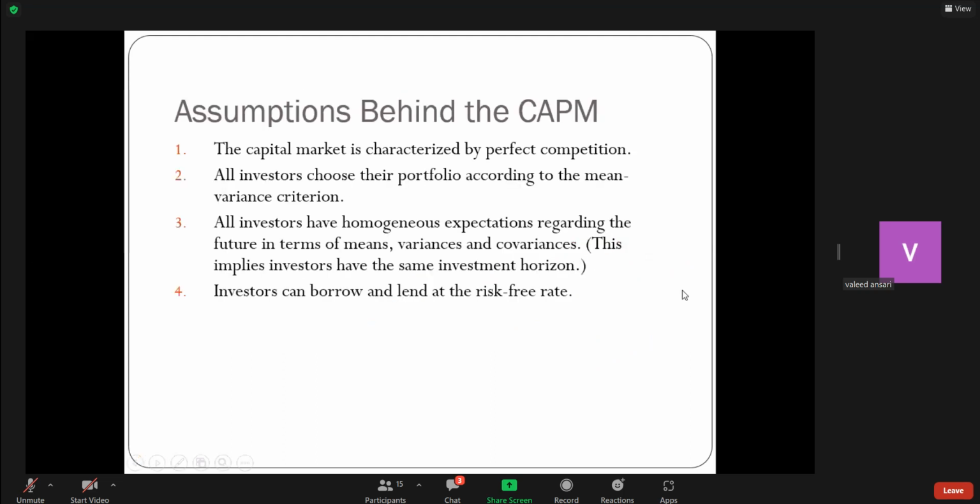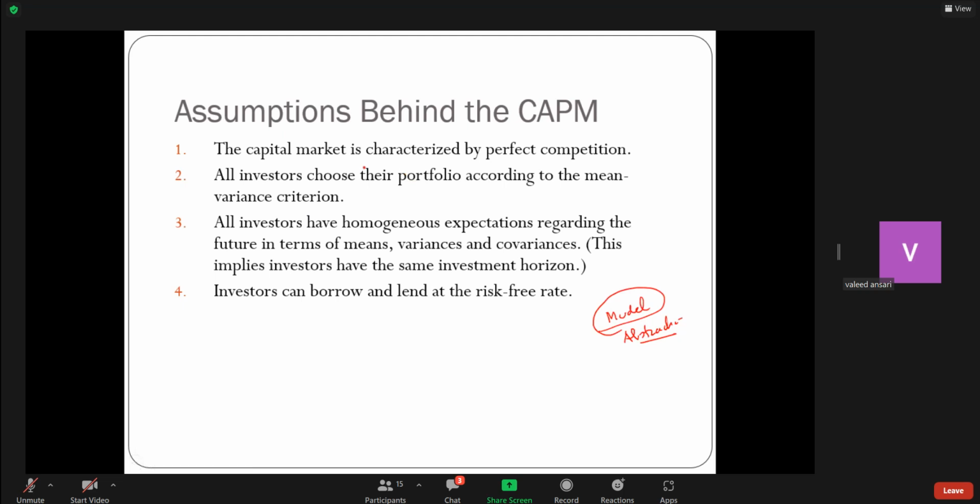Before that, there are certain assumptions behind any model. A model has limitations. Any model is an abstraction of reality. In real life, it may not be exactly so. If those assumptions are not valid, the model may also not be valid. But if you do not have any assumptions, then you cannot develop any model.